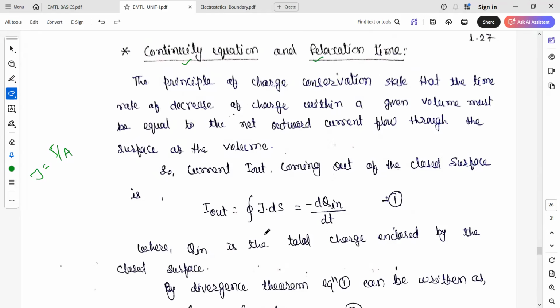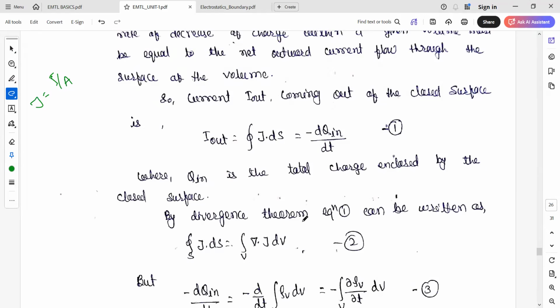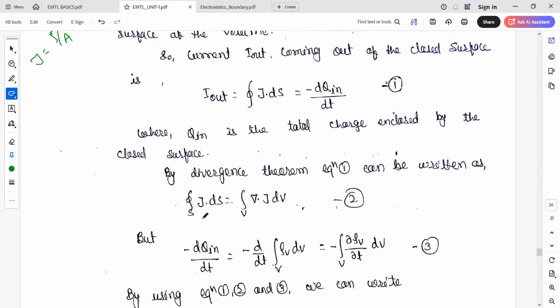Charge per unit time is the current. J is I by A: current per unit area is the current density, and current is the rate of flow of charge per unit time. Here again, you are going to apply the divergence theorem. The surface integral of J dot ds is equal to the volume integral of del dot J dv. This is from equation 1.